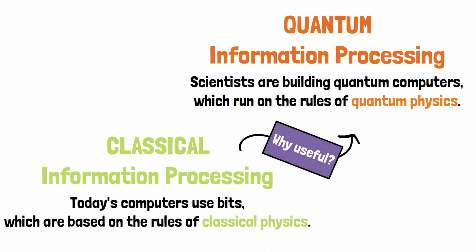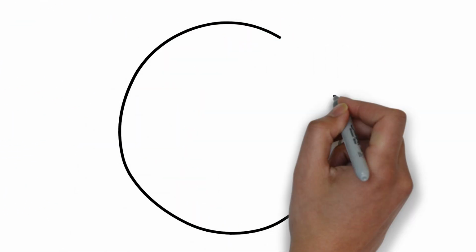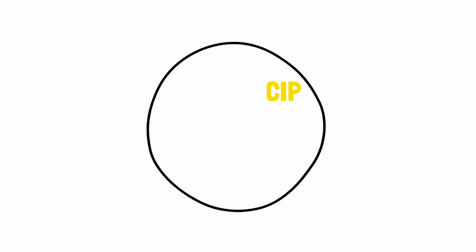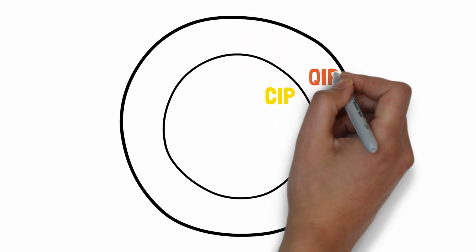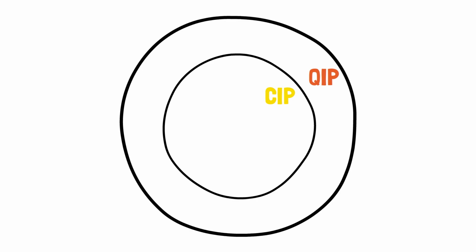To gauge why quantum information processing is so powerful, first, let's imagine a circle. And this circle contains the set of all problems that we know classical computers can compute in a reasonable amount of time. Now, there are more complex problems outside of it that a larger circle encompasses. This is where quantum information processing, or QIP, lies. Because quantum information processing is based on the rules of quantum physics, there are certain more difficult problems that quantum information processing can solve in a reasonable amount of time. Some computations could be done much more quickly on a quantum computer.